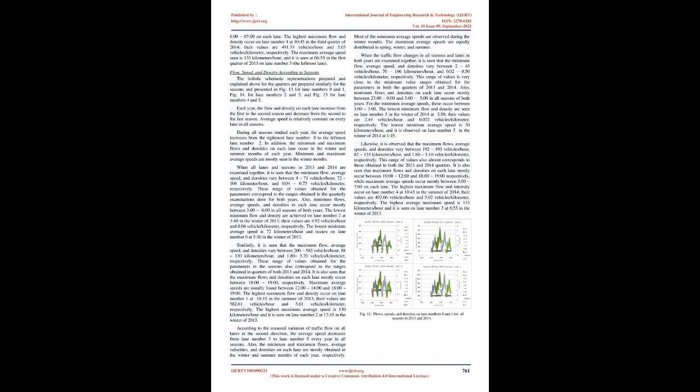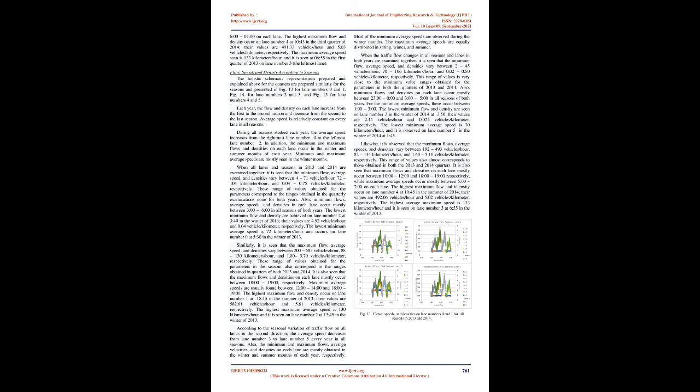Based on the combined evaluation of the change of flow, speed, and density on first direction lanes for all months in each year, it is seen that the minimum flows, average speeds, and densities vary between 2 and 48 vehicles/hour, 70 and 95 km/hour and 0.02 and 0.60 vehicles/kilometer, respectively.